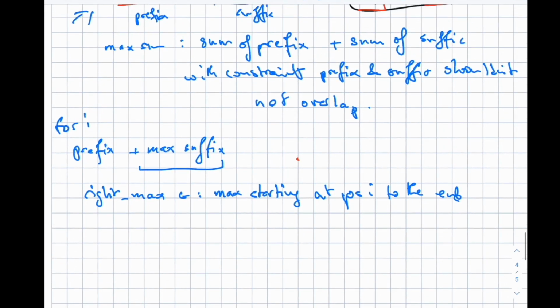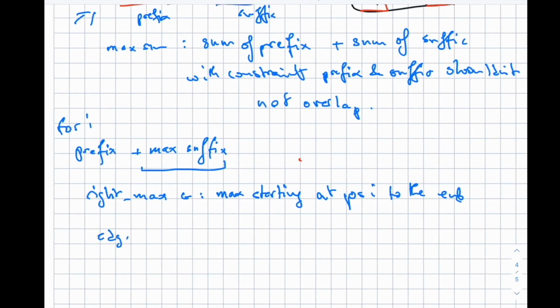And so the edges sum each time is going to be just the prefix sum at I plus the suffix sum, the max suffix sum starting at I plus 1, right? Because remember, we don't want them to overlap, and so we can't do the max right sum at I, because then we will overlap at I.